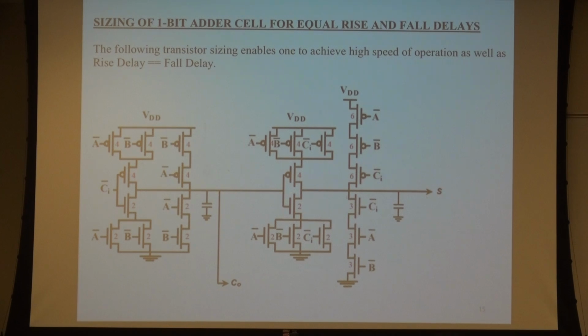Any idea? I can now make a probabilistic analysis of the signal flow in the circuit, correct? If I look at this, I know that these transistors will be coming to effect only when this is 1, and this is 1, or all of them are 0, right? What is the probability of that?